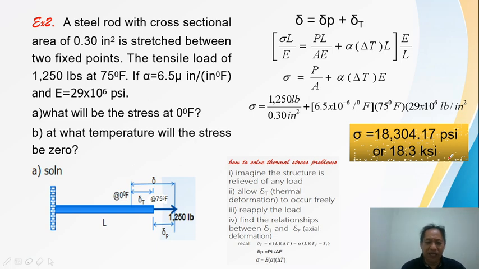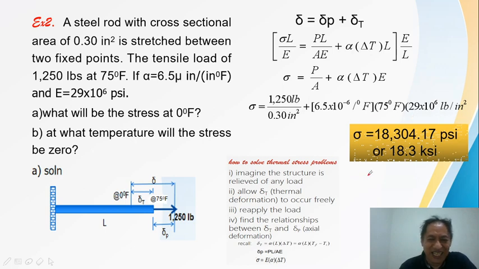In letter B, we have another situation. At what temperature will the stress be zero? So, the stress first, no? Where will our stress be zero? We need to find the value of the temperature at which the stress will be zero.